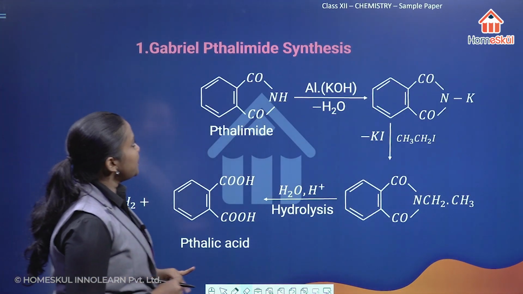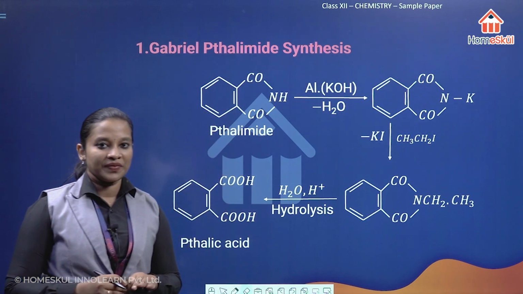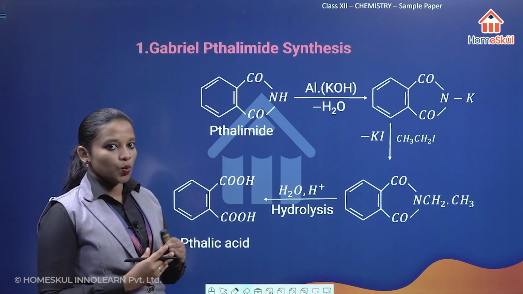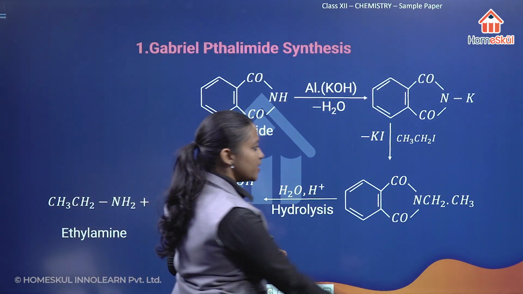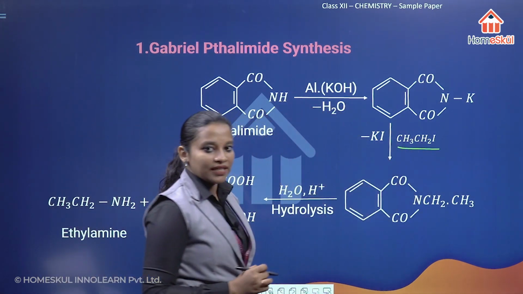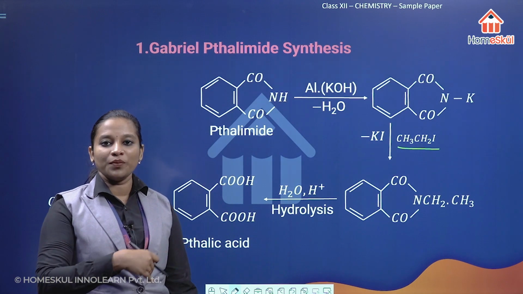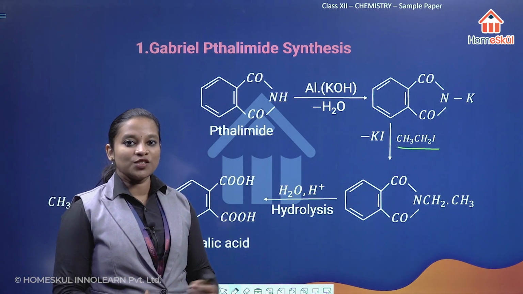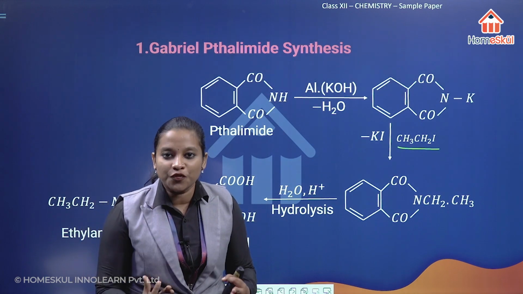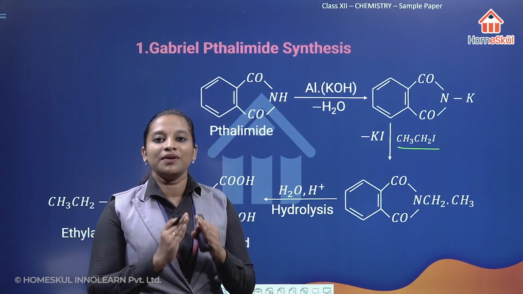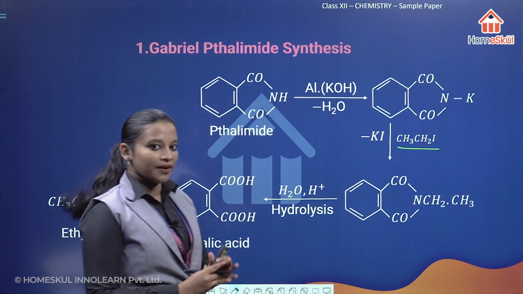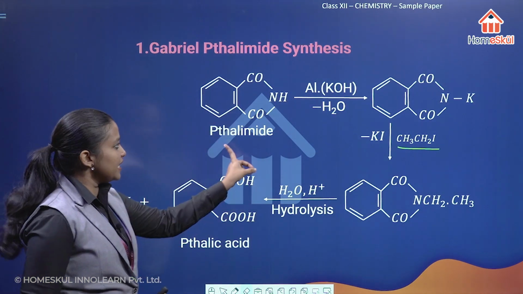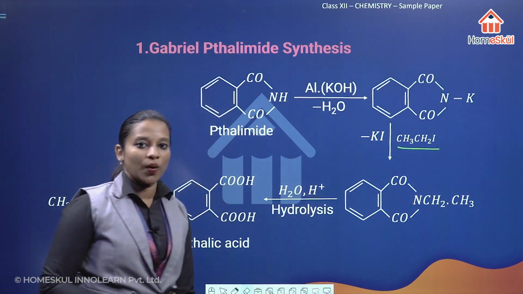First one, Gabriel phthalimide synthesis. In Gabriel phthalimide synthesis, a phthalimide reacts with what? A haloalkane, and results in the formation of the corresponding amine. So this method is used for the synthesis of primary amines. Let's see what happens here. First we have a phthalimide, and it reacts with alcoholic KOH.